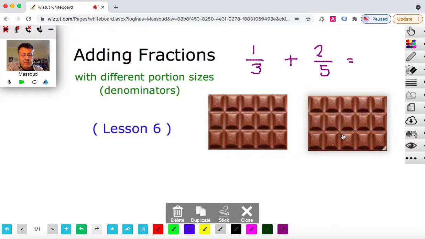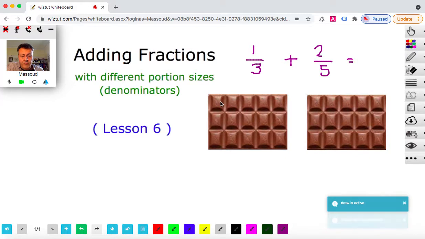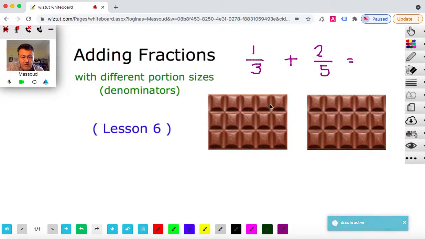So if you remember this bar of chocolate, we broke this bar of chocolate into 15 equal pieces. So it's 5 there, 5 there, 5 there. So that's 15 equal pieces. So in fact, each one of these pieces here is 1/15. Same here. Each one of these is 1/15 of the whole thing. So 15 of them, 1, 2, 3, 4, 5, 6, 7, 8, 9, 10, 11, 12, 13, 14, 15 of them makes 15/15ths, which is the whole thing.